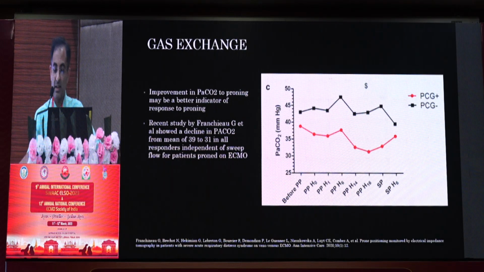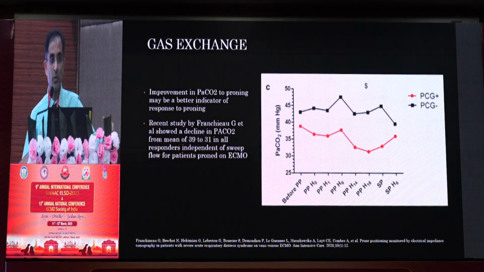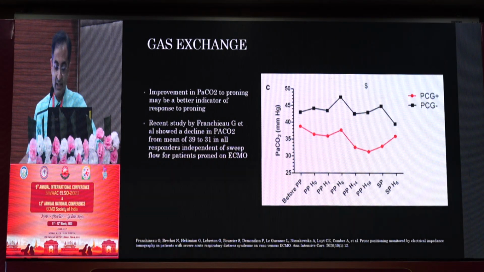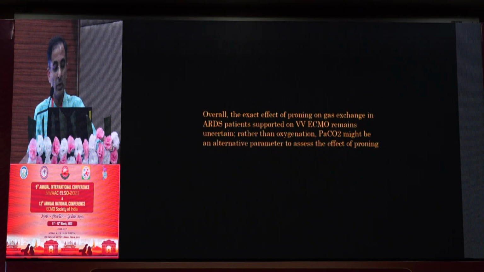The other important factor of consideration is improvement in PCO2. Now, this study by Franchenius et al. showed that there was a substantial improvement in the PCO2, from a mean of around 39 to a mean of about 31, in all those survivors. Whether this implied that proning helped PCO2 to get better, or that the lung was recruitable and just got better, is something we need to see. But certainly, improvement in PCO2 with proning in these patients on ECMO does seem to show a better outcome.